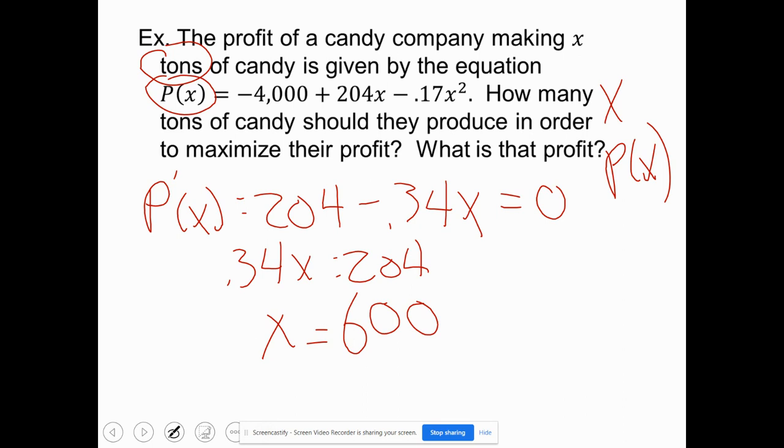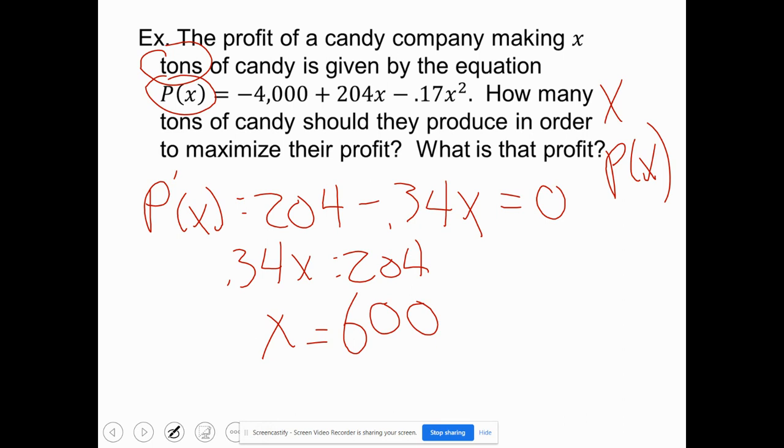And I got x equals 600. Now, I don't know for sure if that is the max. A couple things I could do. If I'm looking for the absolute, we're supposed to check the endpoints also. What would the endpoints be for this?